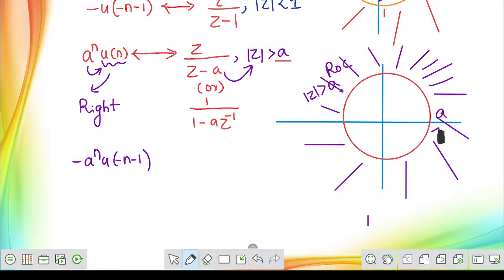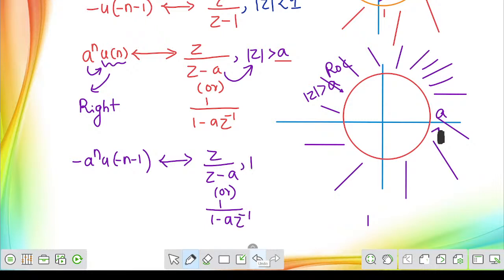minus n minus 1, then what will be the region of convergence? Sir, your answer will be the same. What answer? Its corresponding Z transform will be Z by Z minus a, undoubtedly, or the alternative way of writing this Z transform is 1 upon 1 minus a into Z power minus 1.